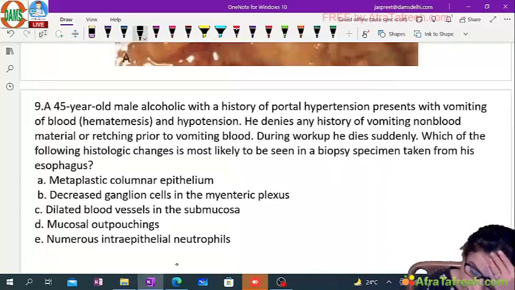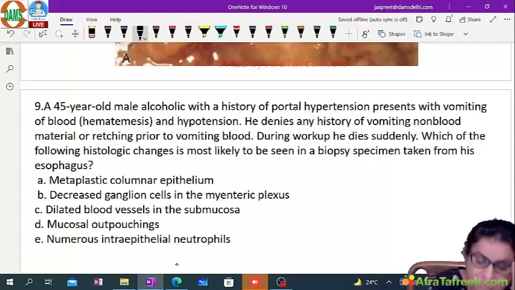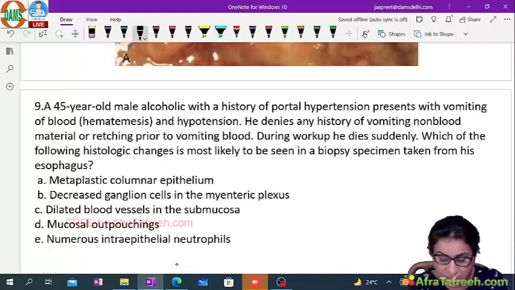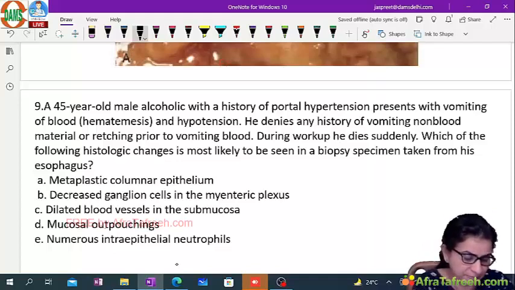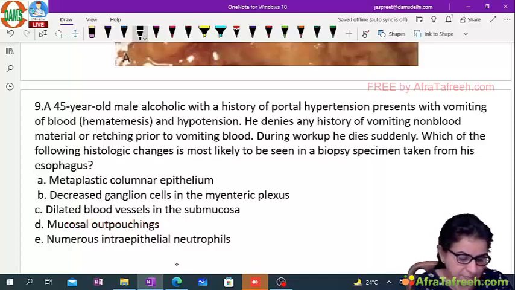A 45-year-old male alcoholic with history of portal hypertension presents with vomiting of blood, that is hematemesis, and hypotension. He denies any history of vomiting non-blood material or retching prior to blood vomiting. During workup, he dies suddenly. Which of the following histological changes is most likely to be seen in the biopsy specimen taken from his esophagus? This we have already covered. What is the answer to this question? Write down the answer.